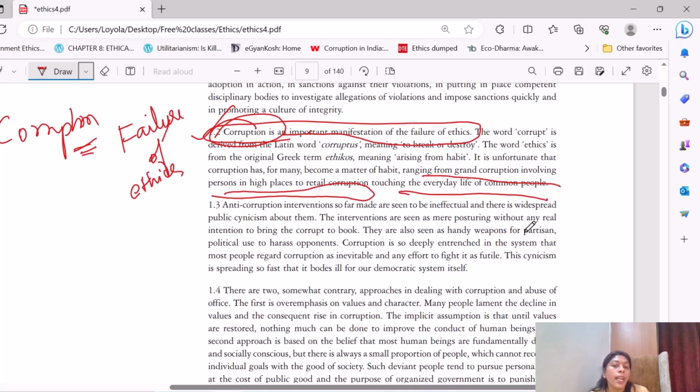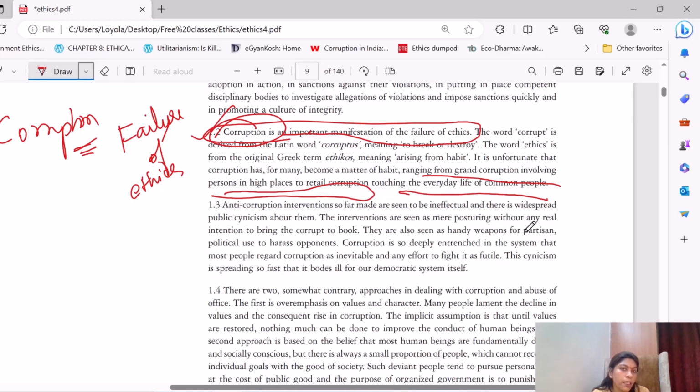Then they are talking about the anti-corruption interventions. What anti-corruption interventions have been there in India, and how are they working? Generally, the idea prevailing among the people is that anti-corruption interventions have not been effective at all. We can call this public cynicism. It's spreading like wildfire, that the interventions are not effective and not acting for the people's sake. It's a general discussion, so no need to go in depth and make notes from here.